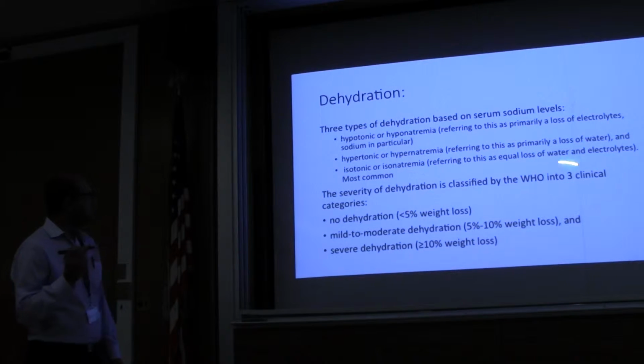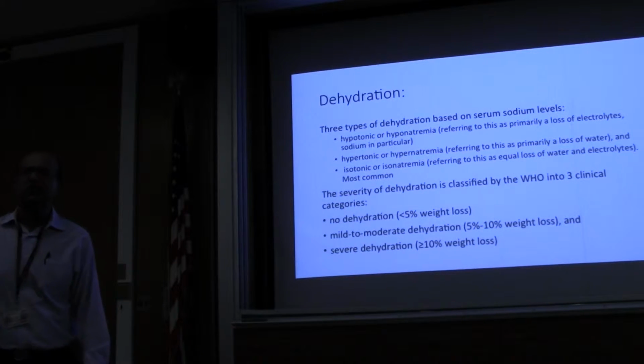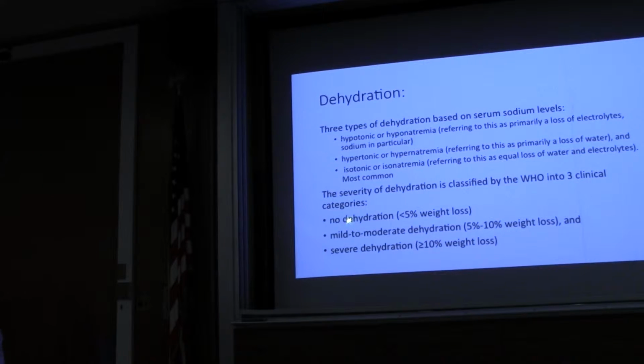The severity of dehydration is classified by WHO into 3 clinical categories. The reason is WHO is that we all travel a lot, and I think we should be familiar with that. No dehydration in real sense is less than 5%. They're called mild to moderate. So remember we used to say mild, moderate, severe. Now it is no dehydration. Mild to moderate is between 5 and 10, and then severe dehydration would be more than 10%.